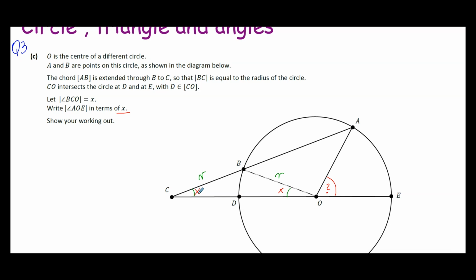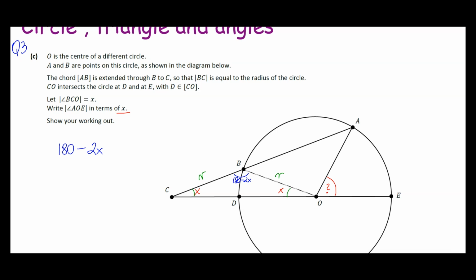So this is our starting point, obviously, because they gave us the information here. All angles in a triangle add up to 180, isn't it? So what will be the size of this angle? It will be 180 minus those two angles, so minus 2x. So that is 180 minus 2x.